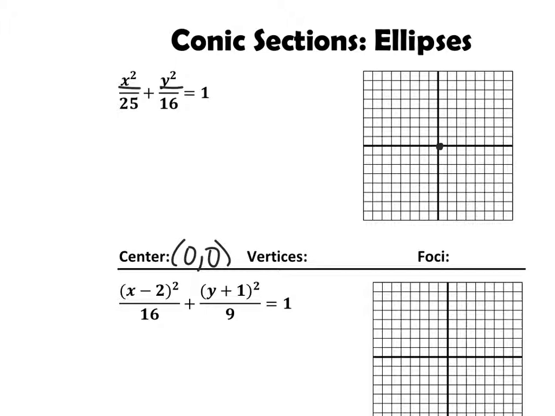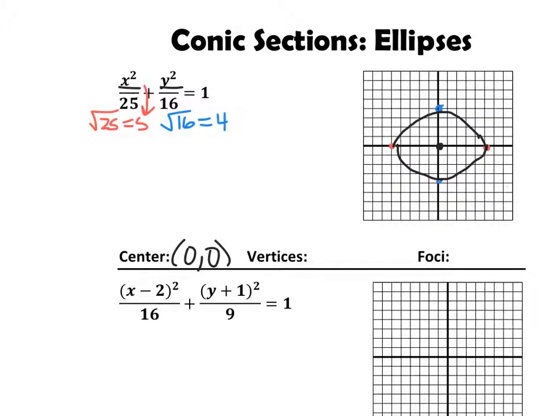Now we're going to take the square roots of the denominators. So the square root of 25 equals 5, and the square root of 16 equals 4. Since the 5 is underneath the x, that means we're going to go 5 in the x direction from the center of my ellipse, which means in this one 5 to the left, 5 to the right. And then the 4 is below the y, so we're going to go up and down from center by 4 units. Once we have that, we can sketch our lovely ellipse.